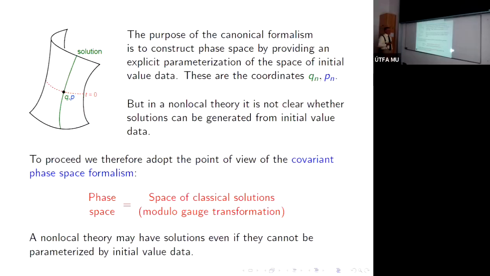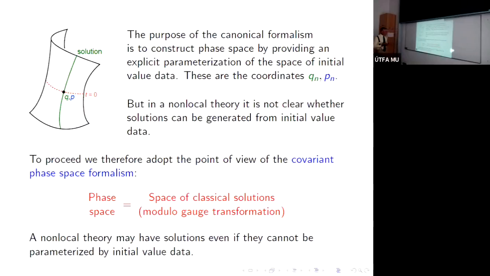So this motivates the introduction of the covariant phase space formalism. There are various motivations for it, but basically all that we're saying here is that we don't want to conceptualize phase space as the space of initial value data on some Gaussian surfaces. We want to go directly to the heart of what phase space actually is, which is the space of classical solutions, the space of solutions to your field equations modulo gauge equivalence.